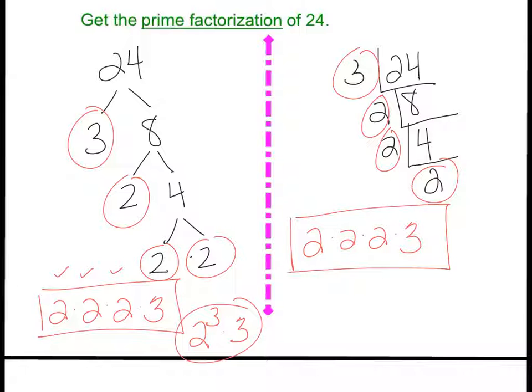There's my prime factorization. Now, let me give you this hint. Here's how you know if you're right. Grab your calculator and multiply the 4 numbers we just came up with. Do 2 times 2 times 2 times 3. If it equals 24, then we know we have the right prime factorization.